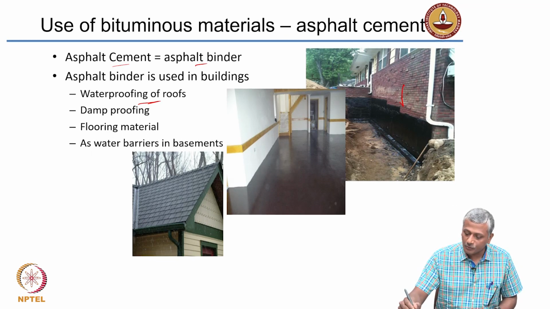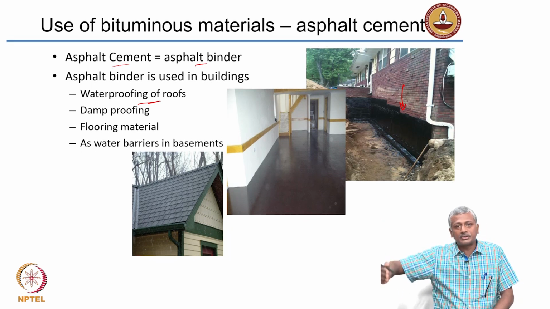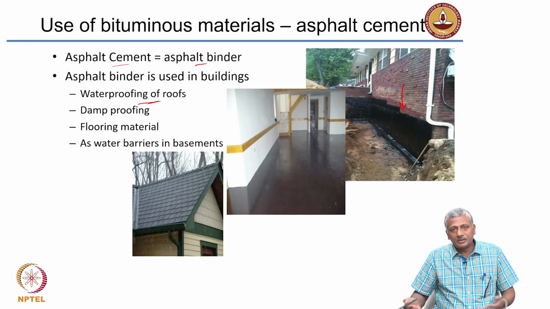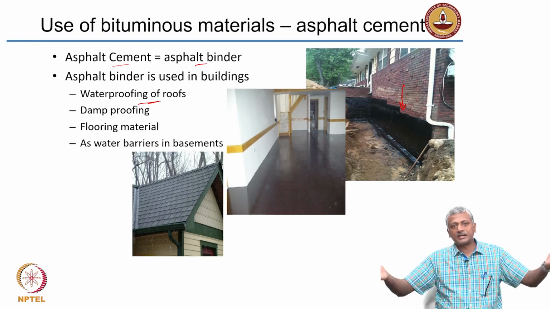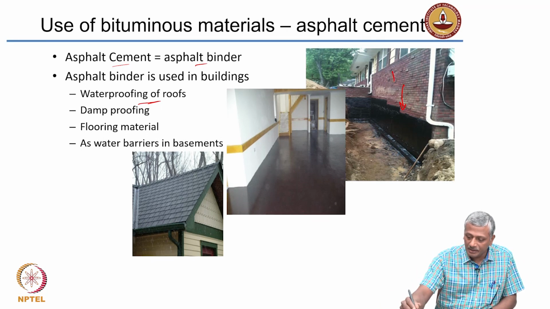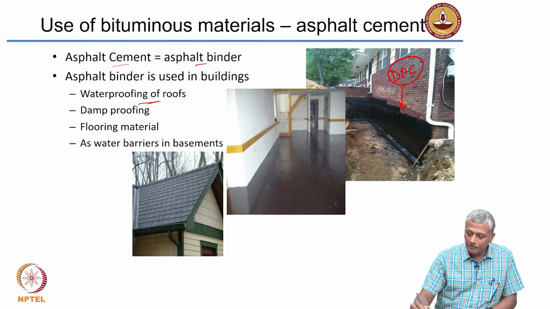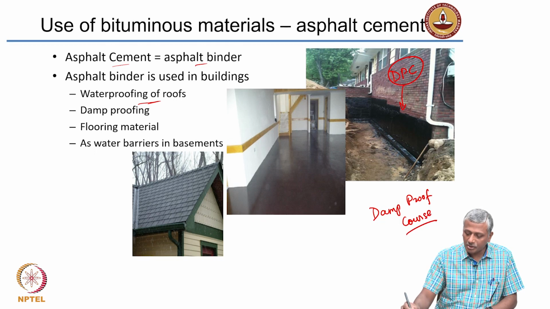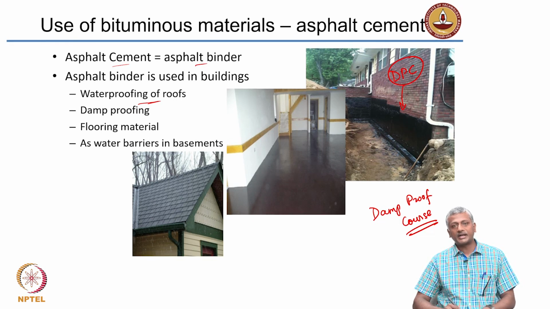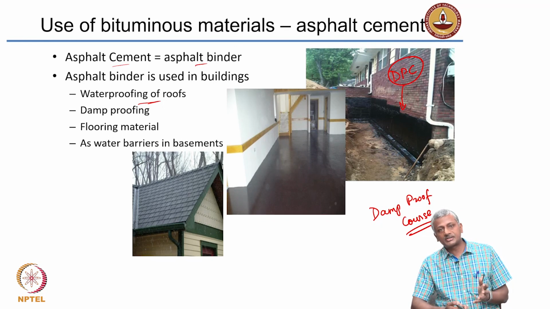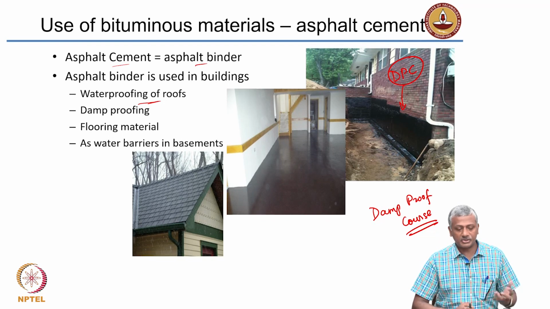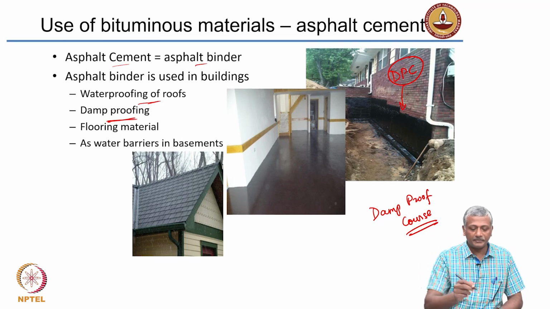This is actually an asphalt layer which is getting stuck to the building in such a way that the water from the ground does not rise into the building. Okay, so this is called a DPC or a damp proof course. Especially with masonry, it is very important to provide a good damp proof course to ensure that the water from the soil does not enter the masonry structure. Okay, so that is called damp proofing.